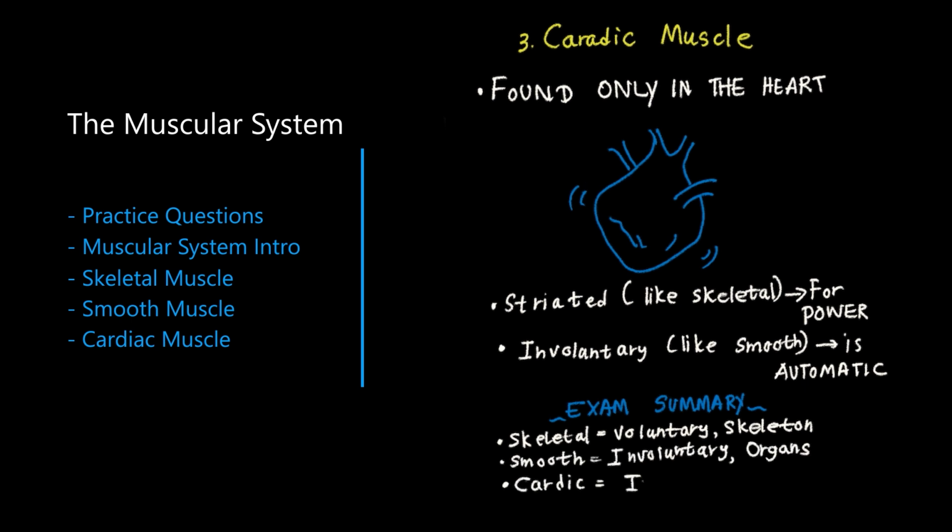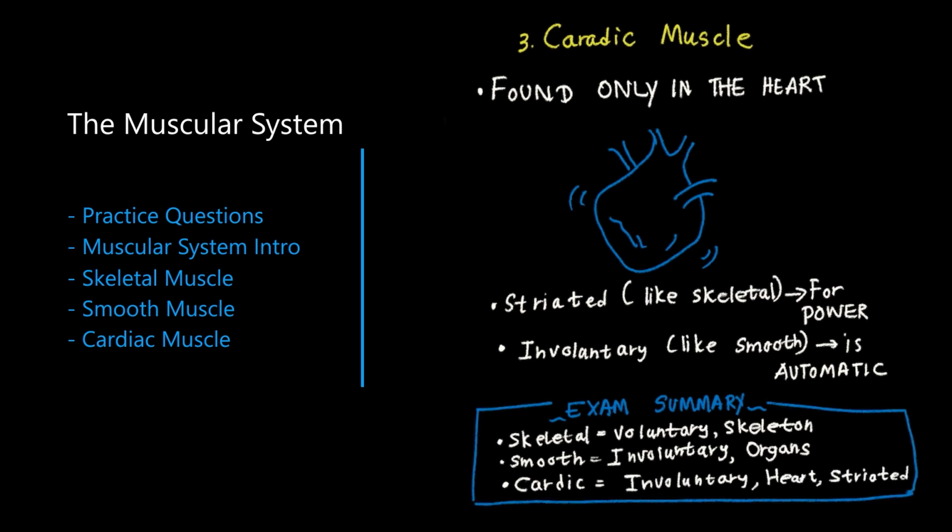So to summarise for any C458 OA exam questions on this topic, skeletal muscle moves the skeleton and is voluntary. Smooth muscle is in internal organs and is involuntary. Cardiac muscle is only in the heart, is striated for power, and is involuntary. So we have the structure and the engine. What about the control centre?